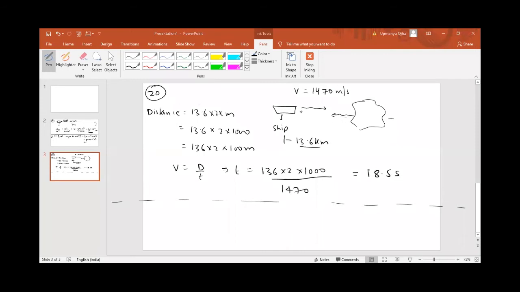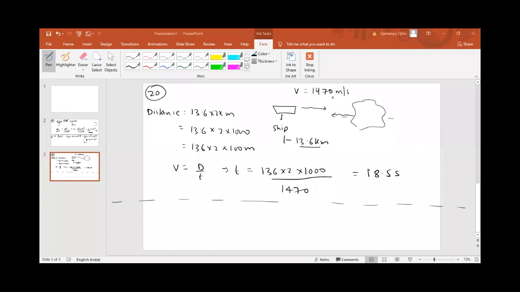Okay. What they are telling you is that a ship is transmitting an ultrasonic wave. That ultrasonic wave will go and strike the iceberg, and again it would be received by the receiver in the ship. So how much distance has this ultrasonic wave traveled? First from ship to iceberg, that is 13.6 kilometer. Again reflected from iceberg to ship, 13.6 kilometer, which means the total distance traveled by the ultrasonic wave is 13.6 into 2000.